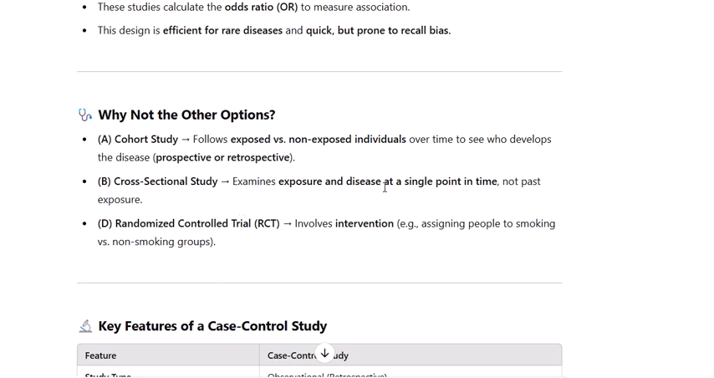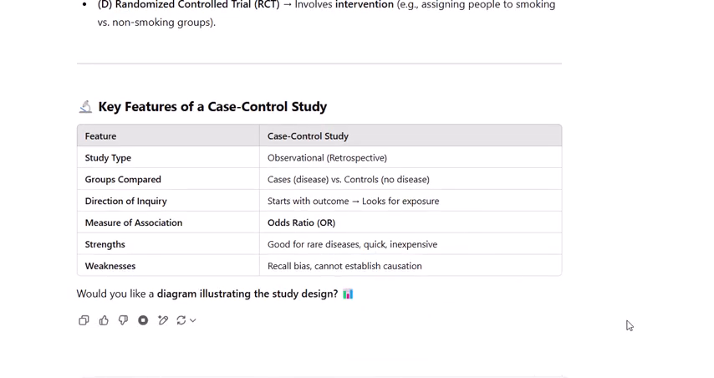Key features of a case control study. Feature: case control study. Study type: observational, retrospective. Groups compared: cases, disease versus controls, no disease. Starts with outcome, looks for exposure. Measure of association: odds ratio.